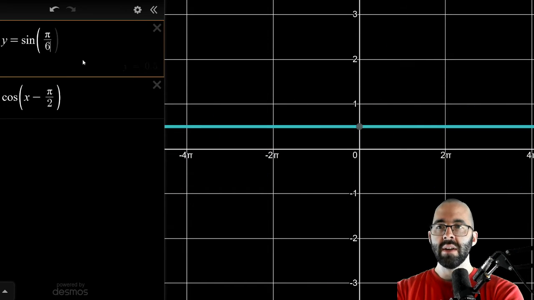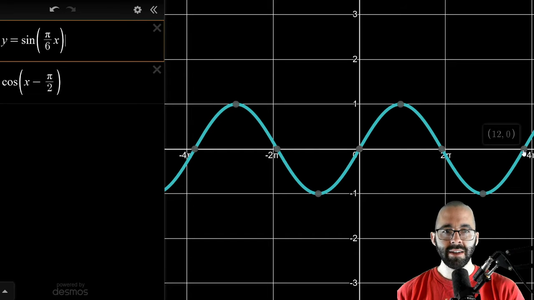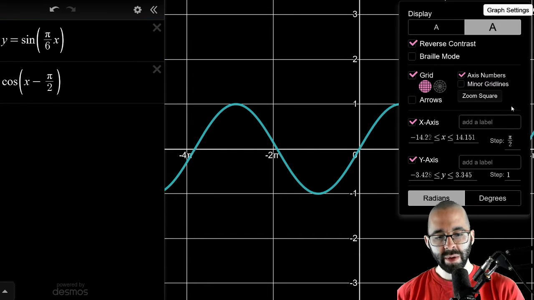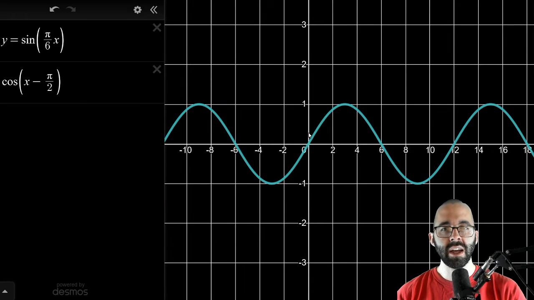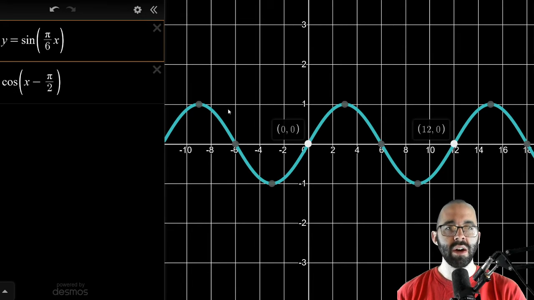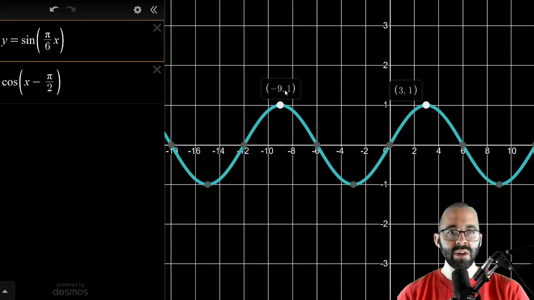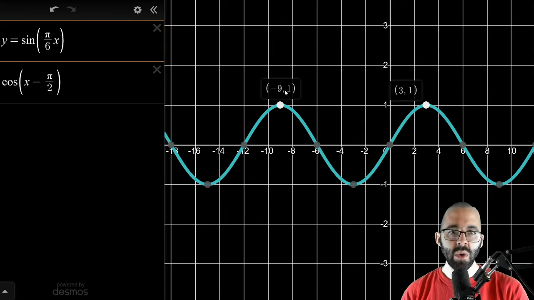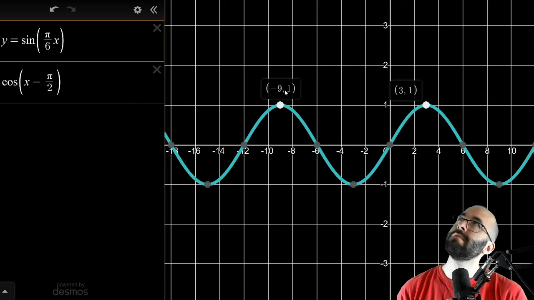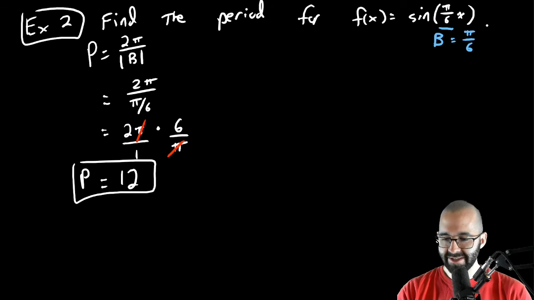Right, the sine of pi over 6 times x should have a period of 12. And so you might say, it's hard to see. You can click on this to see it, or we can change our step size. Now you can see, okay, yeah, it's repeating every 12 units. Pick 2 points that are on the same part of the graph, and the distance between these x coordinates, -9 and 3, should be 12. It has a period of 12, which is actually pretty close to 2 pi. No, it's not. It's about double 2 pi.